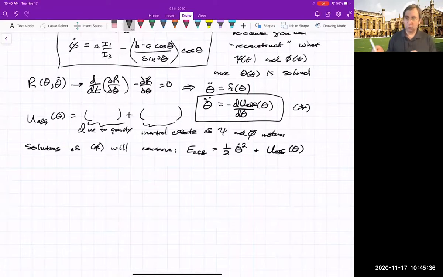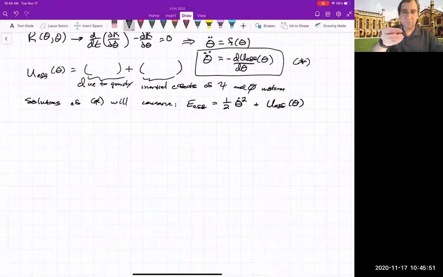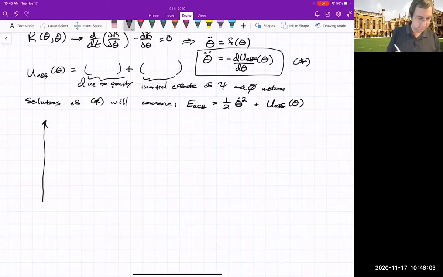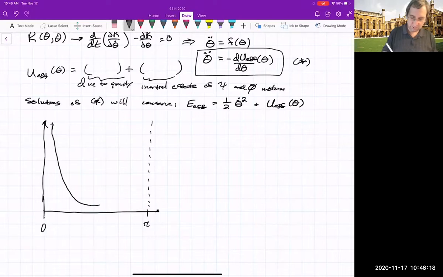If I were to sketch, and what are the limits of theta? Theta goes from 0 pointing up to pi when it points down, which, I mean, you can get very large angles of theta if you put your top on a little stand. Let me just sketch what the effective potential will look like. Here's pi, and then here's 0. The effective potential is going to be U-shaped, so that's convenient.